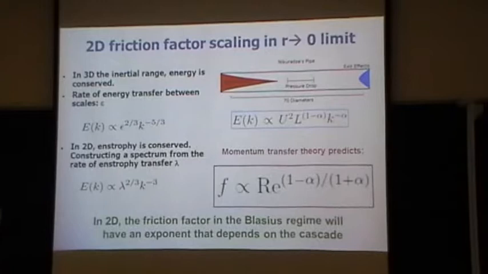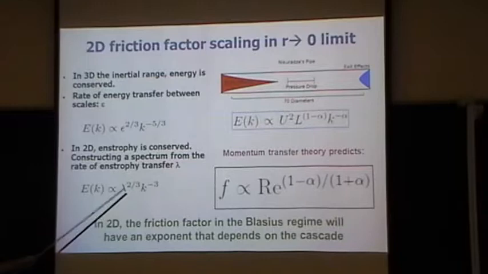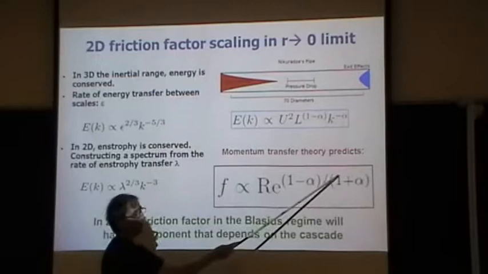Okay, so what we're going to do now is ask the following question. What does the theory predict for what should happen for the friction factor in the two different cascades that I've shown you exist in two dimensions? The inverse cascade and the entropy cascade. Well, you go do the calculation, I'm not going to explain it to you. What you get is that if this exponent here, we call that exponent alpha, then the friction factor goes as Reynolds to this power.